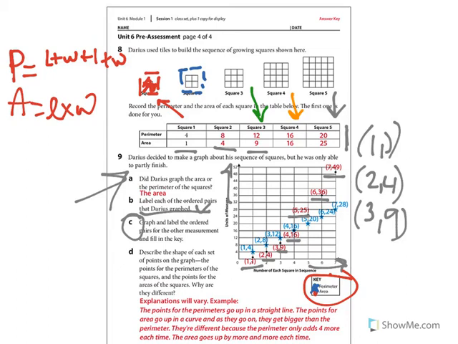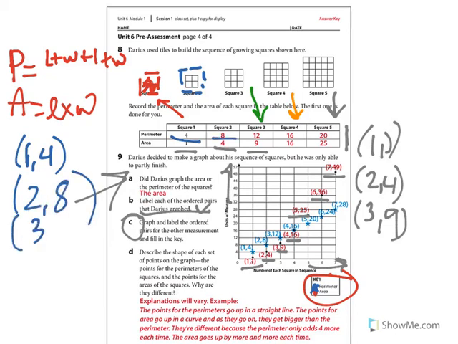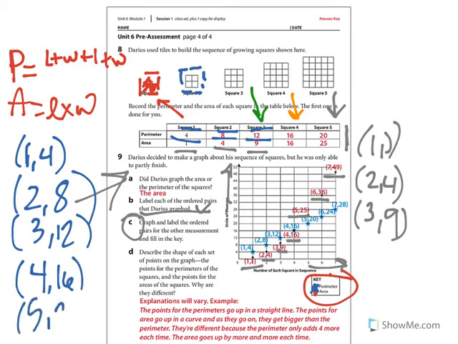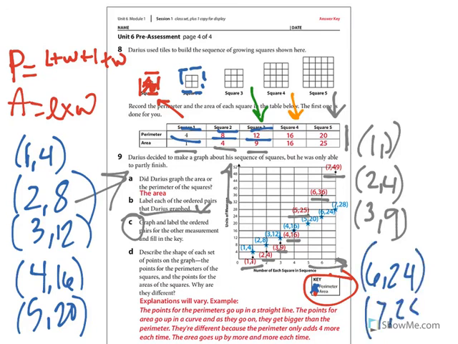So you would have filled in a dot at 1, 4, right? And then you would have had one at 2, 8. And then one at 3, 12. Where am I getting the 1, 2, and 3 from? Square 1, square 2, square 3. Okay, 4, 16, and 5, 20. And then you could have continued the pattern on and on to get to 624 and 728. Okay, increasing by 4 each time.